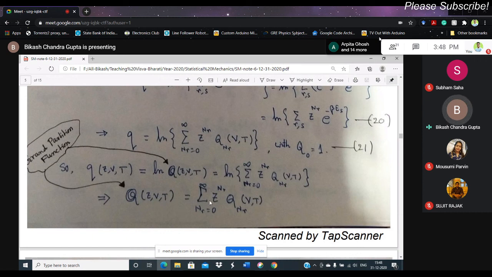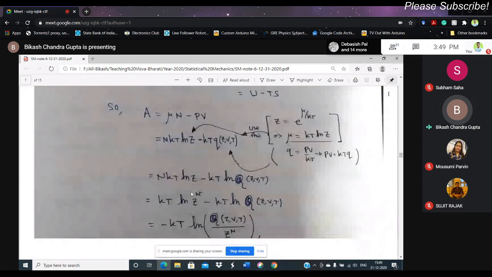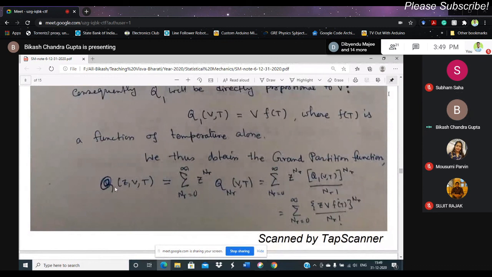So this is fugacity to the power N_r, Q(N_r, V, T). Keeping N fixed, we get the canonical partition function, and then we sum over all possible N's and get the grand partition function. We borrow that expression: the grand partition function is the sum over N_r equals 0 to infinity, z to the power N_r, fugacity to N_r, and this one. Now the single particle partition function is known here, and therefore this one should be to the power N by N factorial. Again, N factorial, you have the same logic for putting this N_r factorial here for the N particle partition function.